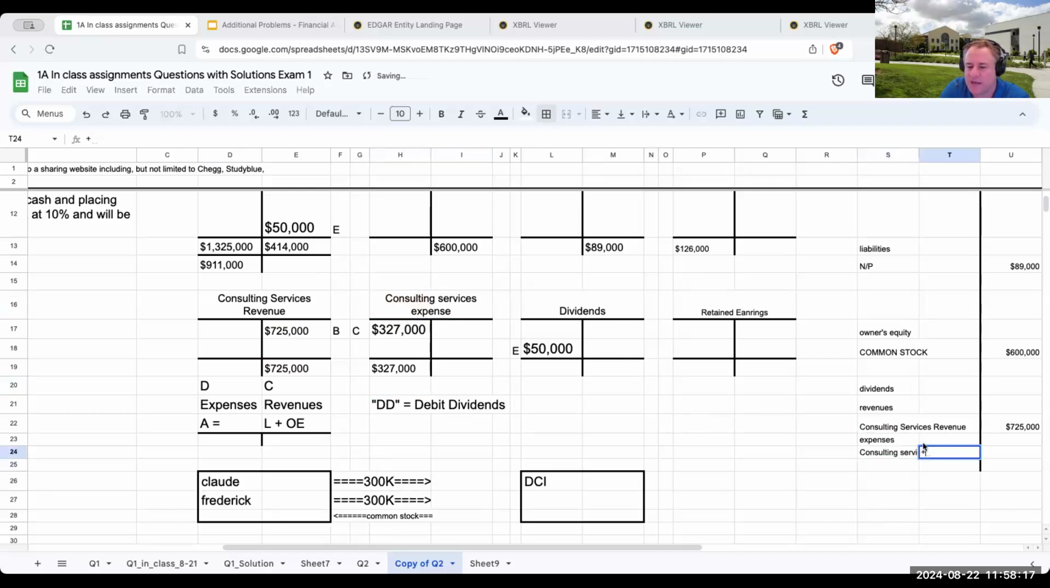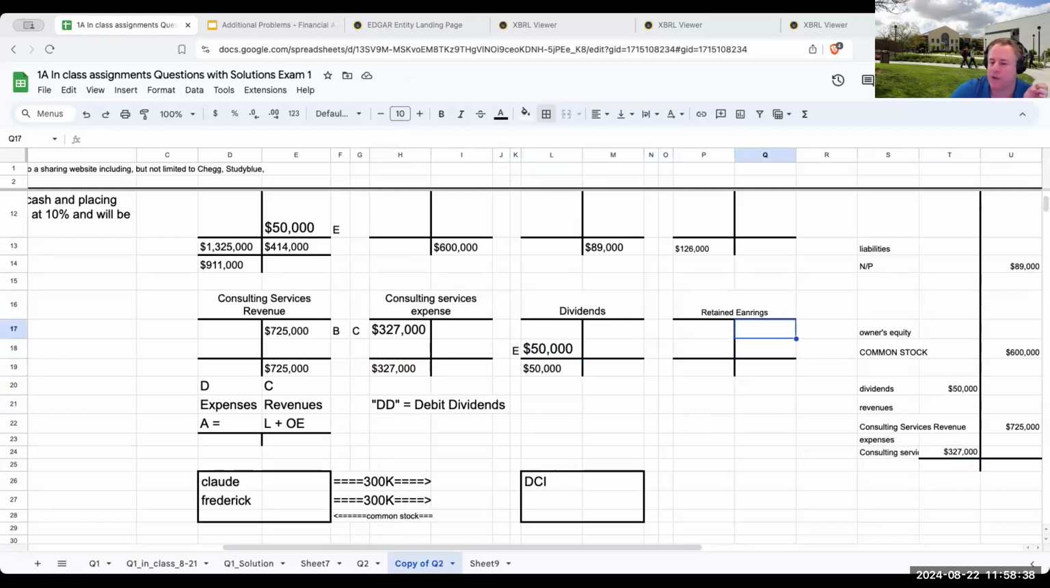My consulting services expense, this is an expense. I've received the benefit of the services, and it is 327, and then my dividends will be at 50, right? Remember, the purpose of doing a trial balance is to make sure that our total debits equal our total credits.